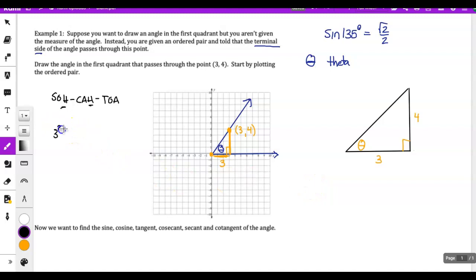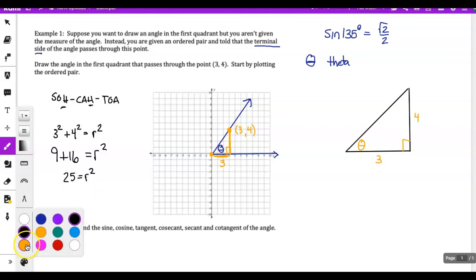So I would do 3 squared plus 4 squared is equal to, this is the hypotenuse, so you could call it h if you want. But since we're working with a unit circle, or basically a circular angle system here, we typically call that r because it would stand for the radius of whatever circle we would draw in here. So we just usually write r squared. So if you just do the Pythagorean theorem, you get that 25 is equal to r squared, and you take the square root of both sides, and you get r equals 5.